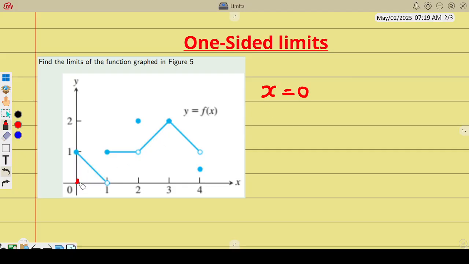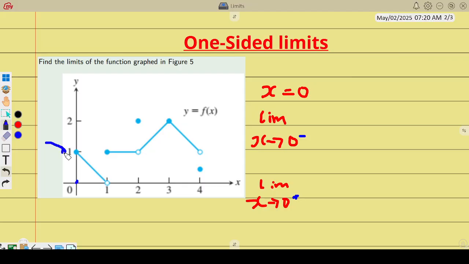Does the limit here exist? For the limit to exist, it means that if we follow the limit as x approaches 0 from the left hand side, it should be the same when we approach the limit as x approaches 0 from the right hand side. So here we just follow the graph, like okay, 0 is here.